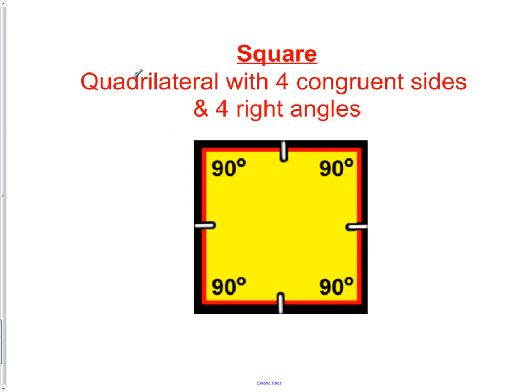A square is a quadrilateral with 4 congruent sides and 4 right angles. It is similar to a rectangle in which it has 4 right angles, but it also has the very important characteristic of 4 congruent sides.